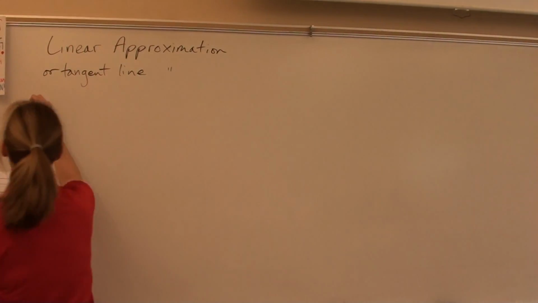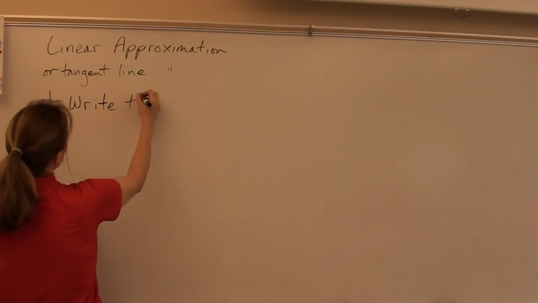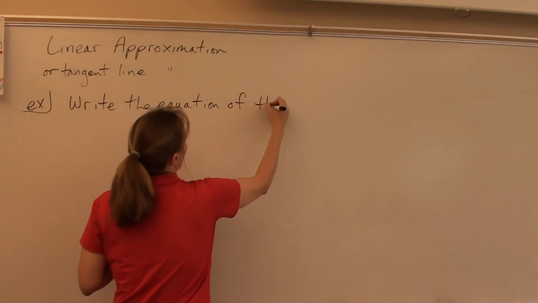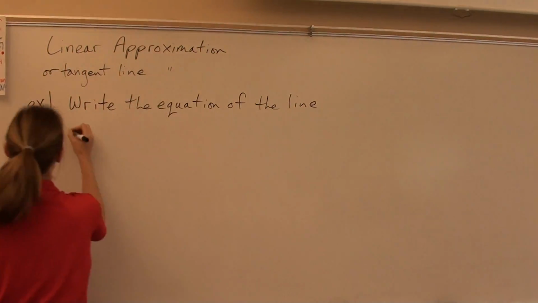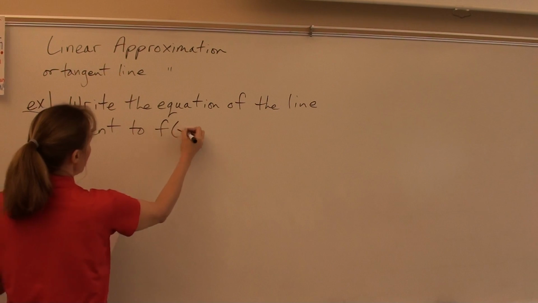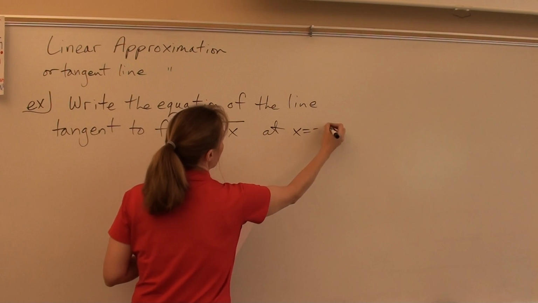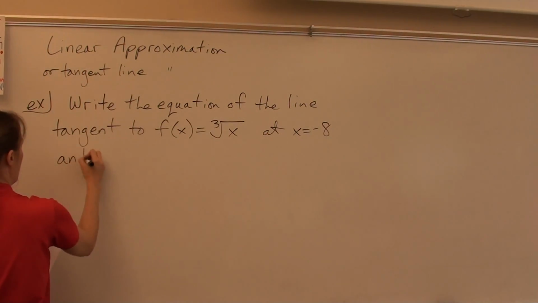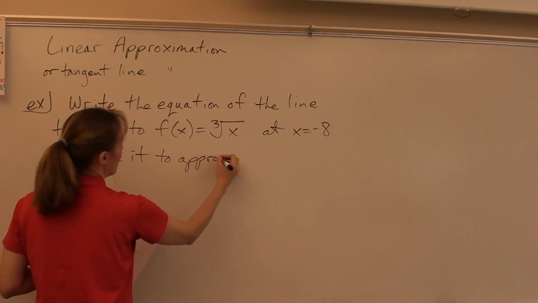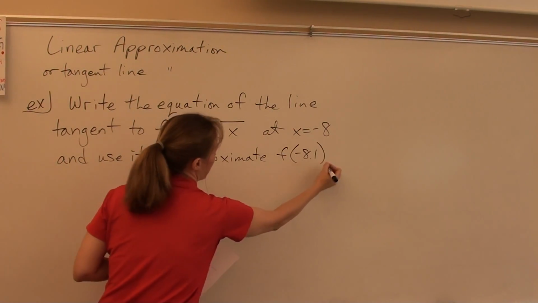So here's our first example. Write the equation of the line tangent to f of x equals the cube root of x at x equals -8, and use it to approximate f of negative 8.1.